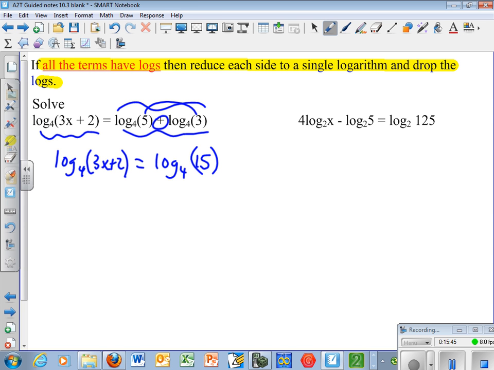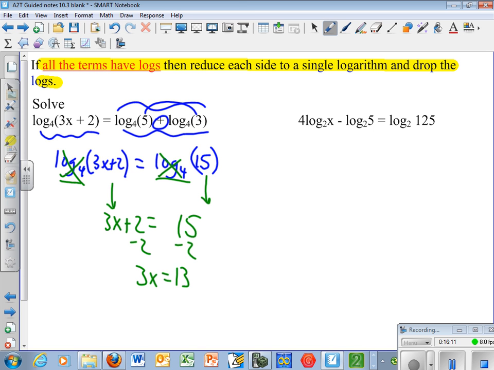Here's the difference. On the last couple problems, we didn't have a log on each side, so we had to write an exponential form, meaning the base to the power over on the other side equals that. Here, notice I got logs on both sides. You can just drop the logs, cross them out, which you can't do if you don't have a log on each side. So I take this, 3x plus 2, and that equals 15. Now I just solve for x, so I subtract 2. So 3x is 13, divided by 3, and I'm going to leave it as an improper fraction. It'd be 13 thirds.